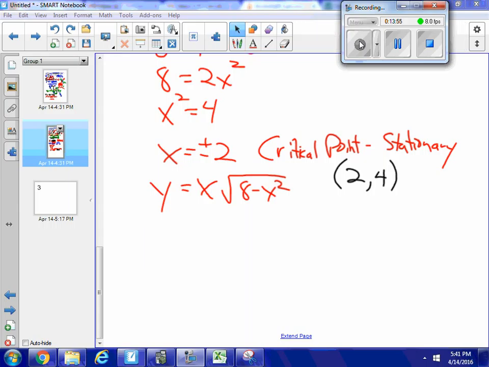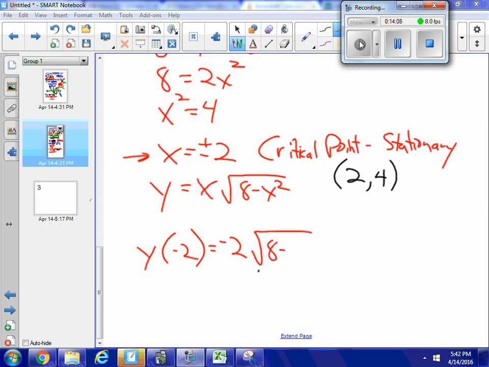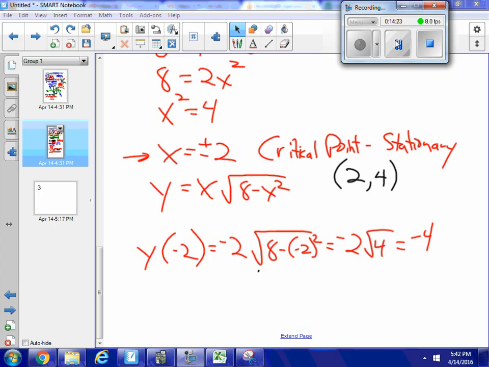Let's do y of negative 2, since I have plus or minus 2 right here. So y of negative 2 would equal negative 2 times the square root of 8 minus negative 2 squared. Well, that's equal to negative 2 times the square root of 4, which is equal to negative 4. So my second critical point is going to be the point (-2, -4). Those are going to be my two critical points.